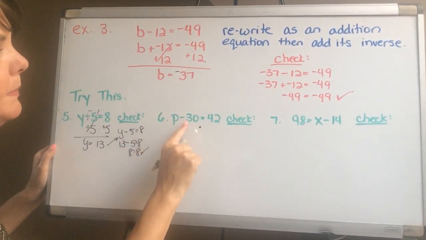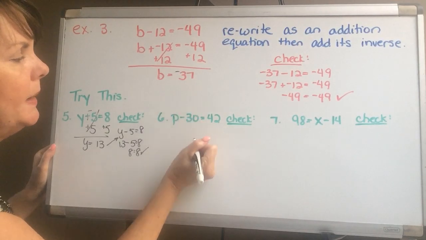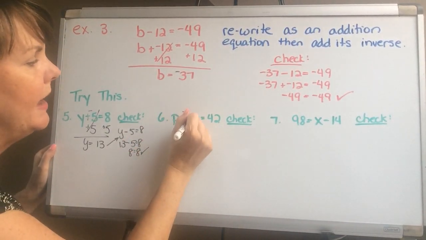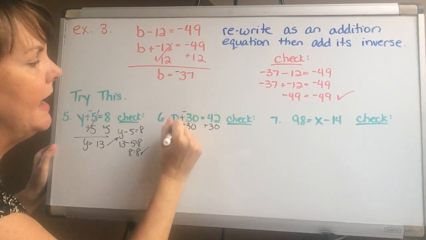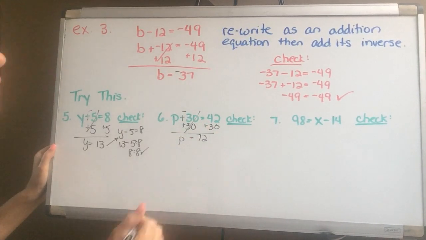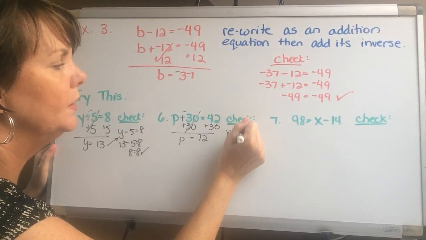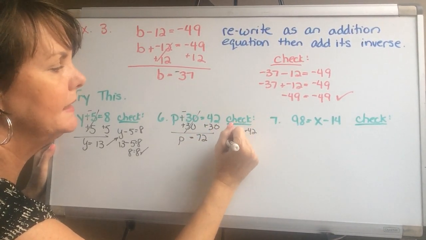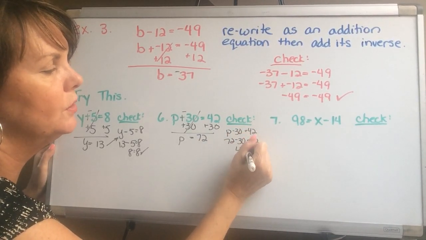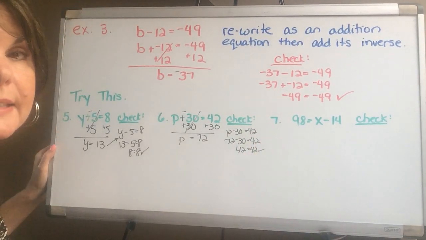Look at this one. P minus 30 equals 42. So make that P plus a negative 30 equals 42 and add 30 to both sides. And P, cancel, equals 72. And now we check it. P minus 30 equals 42. P is 72 minus 30 is 42. And 42 does equal 42, and it checks.